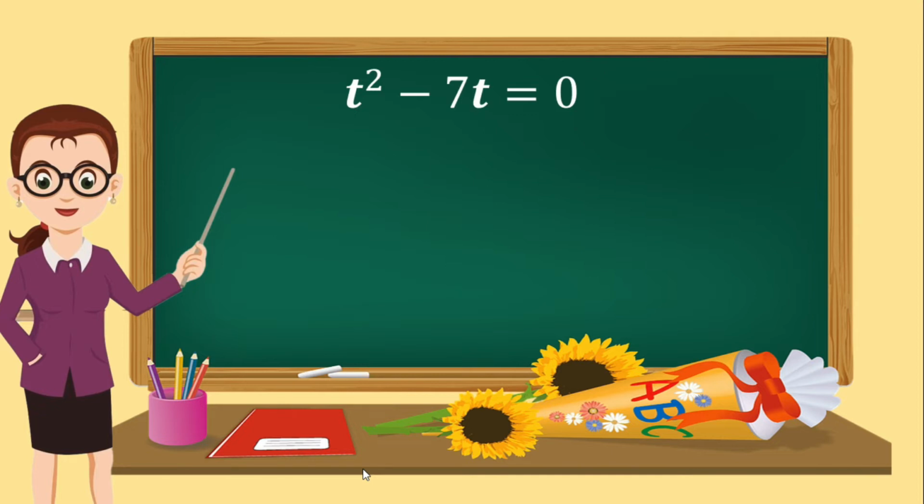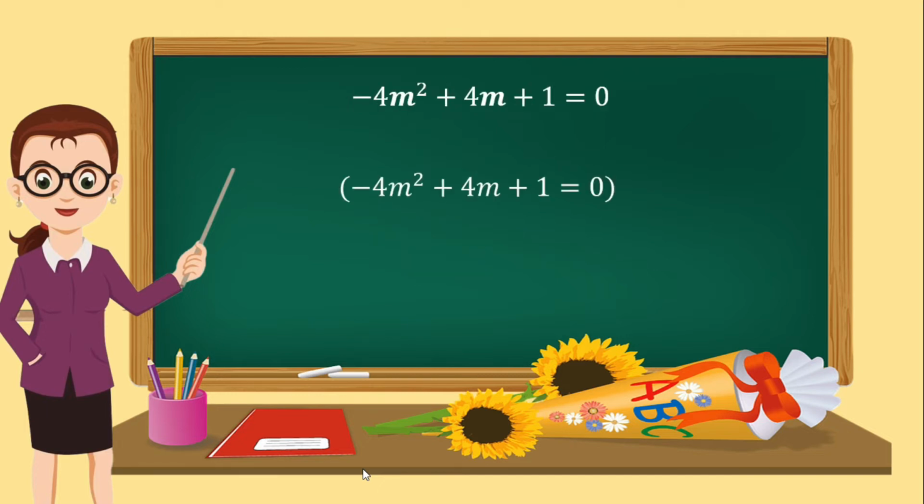Another is t squared minus 7t equals 0. We can see that the quadratic equation is in standard form; however, it has only two terms and there is no constant term. So automatically the value of c is 0, a is 1, and b is negative 7.